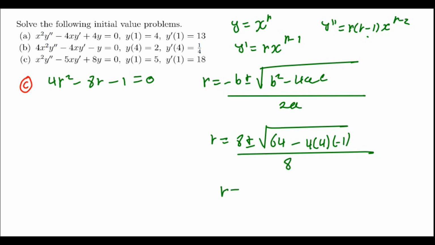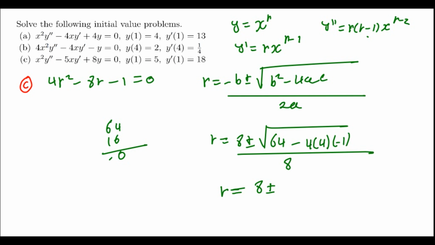So r is actually equal to 8 plus or minus the square root of 64 minus, this would be positive, so 64 plus 16, because 4 times 4 is 16, that's going to give us 80.